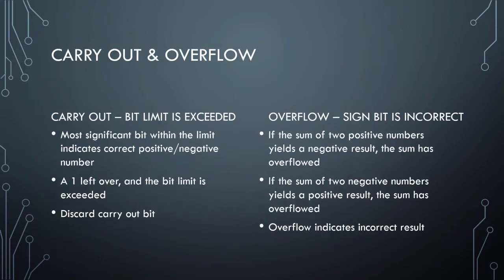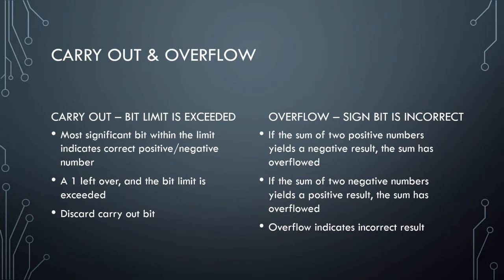I talked about carryout bits just a second ago, and I want to elaborate on that a little bit more now. So a carryout bit is what we call when our bit limit is exceeded. So we've been working with nibbles of data, so 4 bits. And the most significant bit, of course, indicates if that number is a positive or a negative. So if we add our numbers together and we have 1 left over, because our bit limit is exceeded, we just get rid of it. It's fine, it goes away.